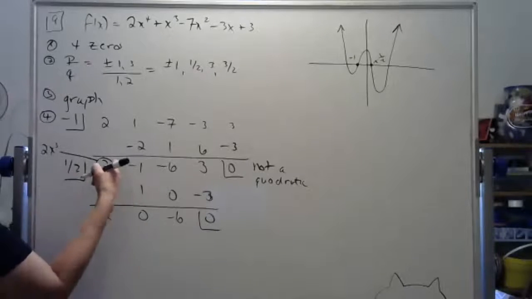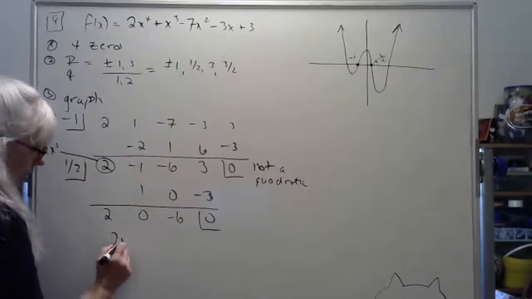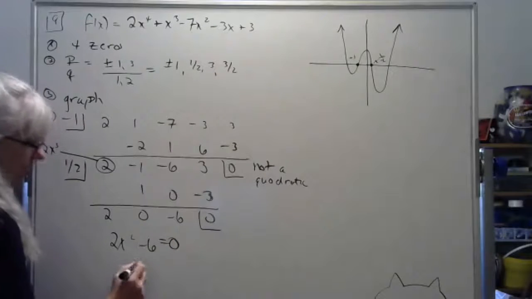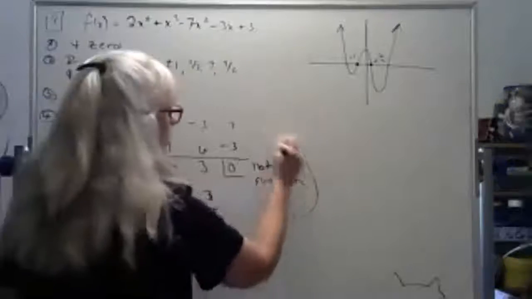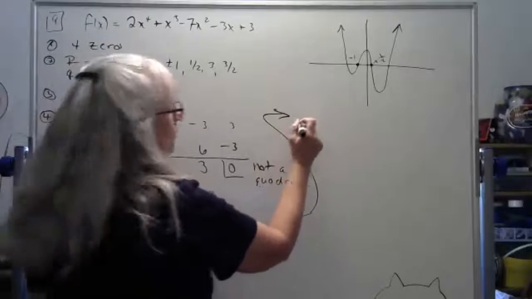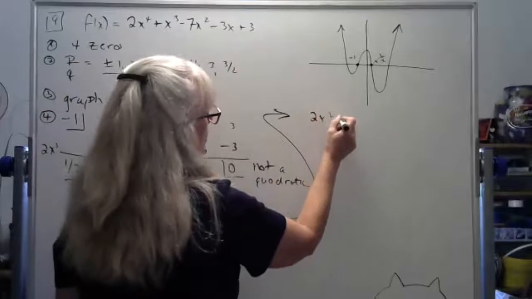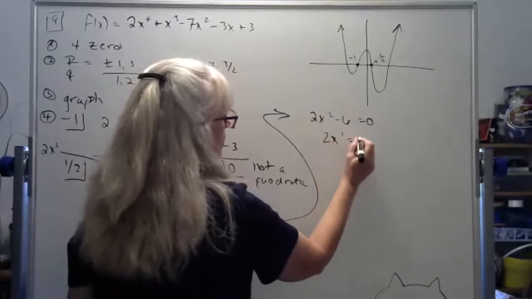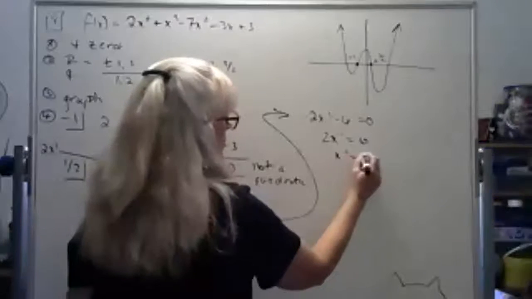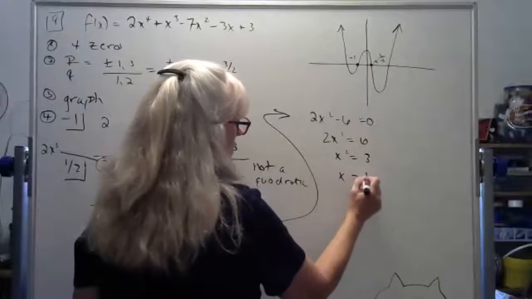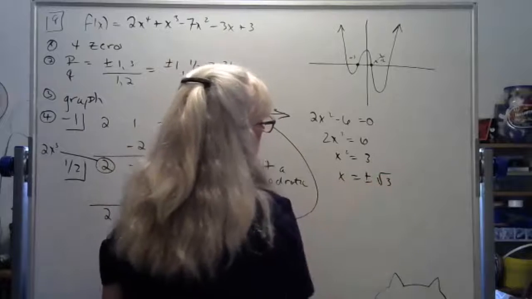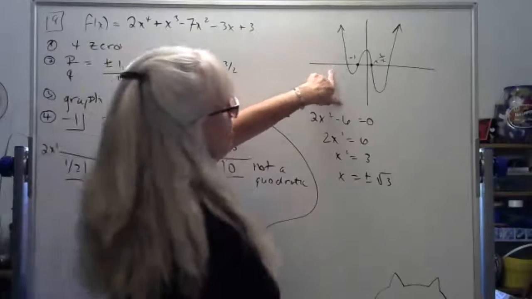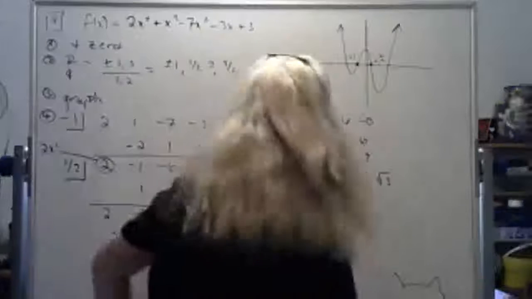Okay, this was the x cubed. This is 2x squared minus 6. And again, set it equal to 0 and solve from there. Running out of room. So 2x squared minus 6 equal to 0. So 2x squared equals 6. X squared equals 3. So x equals plus or minus the square root of 3. So the square root of 3 is about 1.7. So over here is a negative 1.7. This is a positive 1.7.